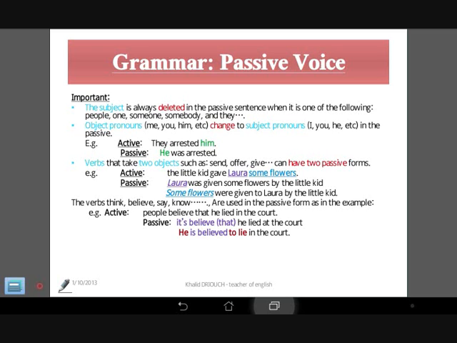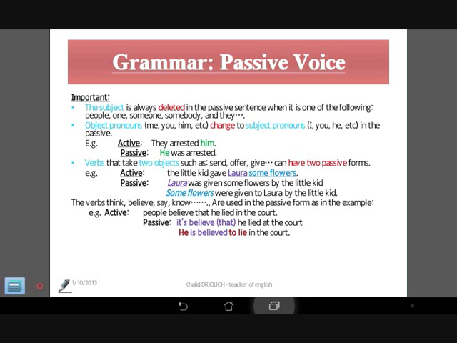The third important point is that some verbs in English take two objects, such as send, offer, give, and these verbs, they're going to have two passive forms. Example, the little kid gave Laura some flowers. Laura is object number one, some flowers is object number two. If we move object number one, Laura, we're gonna get, Laura was given some flowers by the little kid. If we move some flowers, the second object, we're gonna have, some flowers were given to Laura by the little kid.